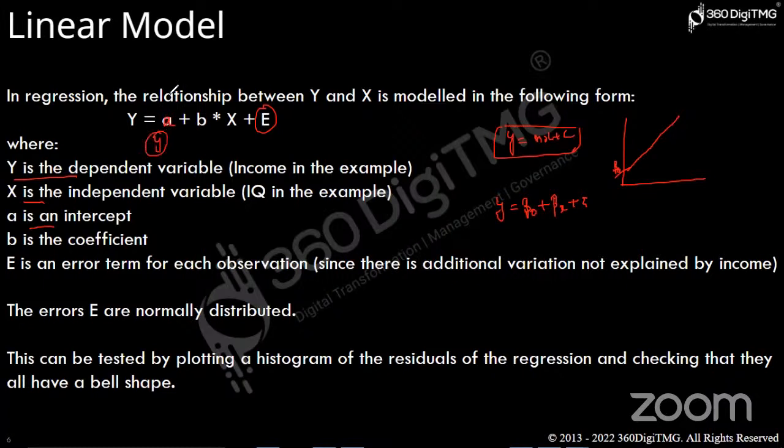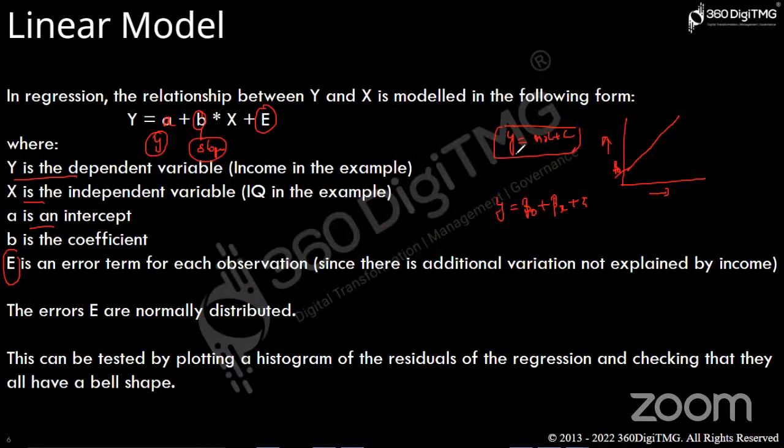And b is the coefficient. Coefficient is something related to the slope value: how these values are changing. If my x value is increasing, is my y value increasing? So there should be some correlation there. And E is an error. E is an error term for each observation that we have.